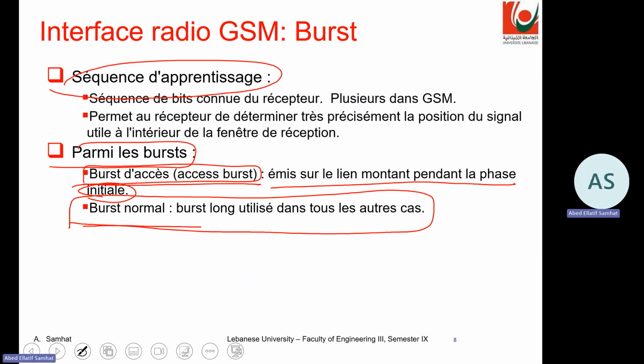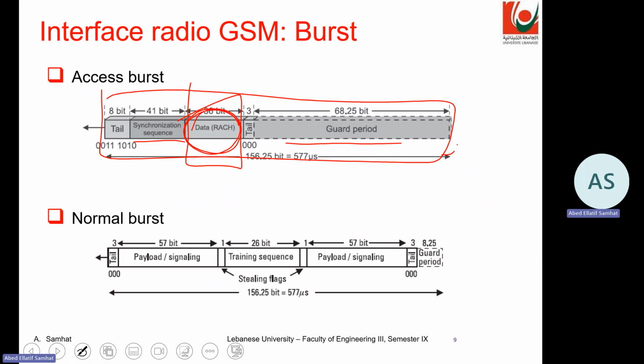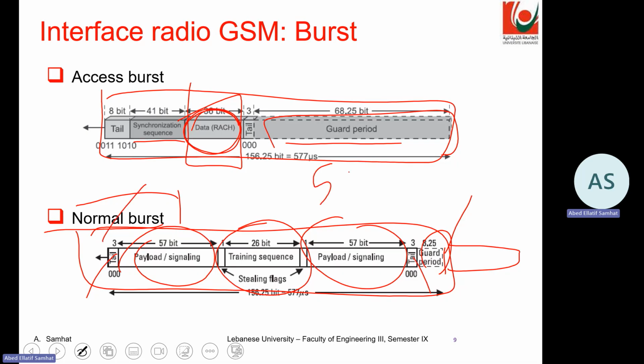So typically this is the access burst, and as it's the access burst, it will use the random access channel here, and this is for the synchronization, and here is the guard period. All other bursts are the normal burst as I presented before. We have the tail here, and we have the payload, the useful information, and we have here, as we said, the learning or training sequence. And you always have the guard period in order to start the other burst, and the time of this burst is 577 microseconds.